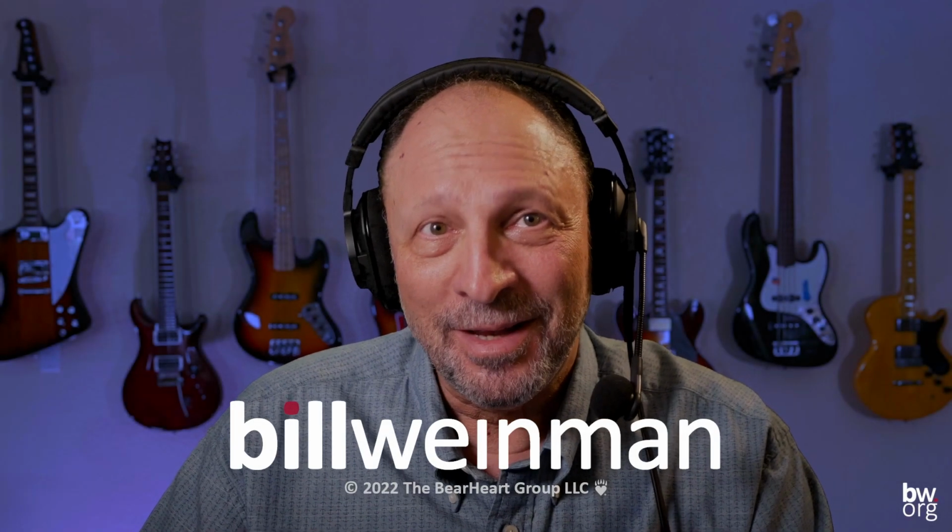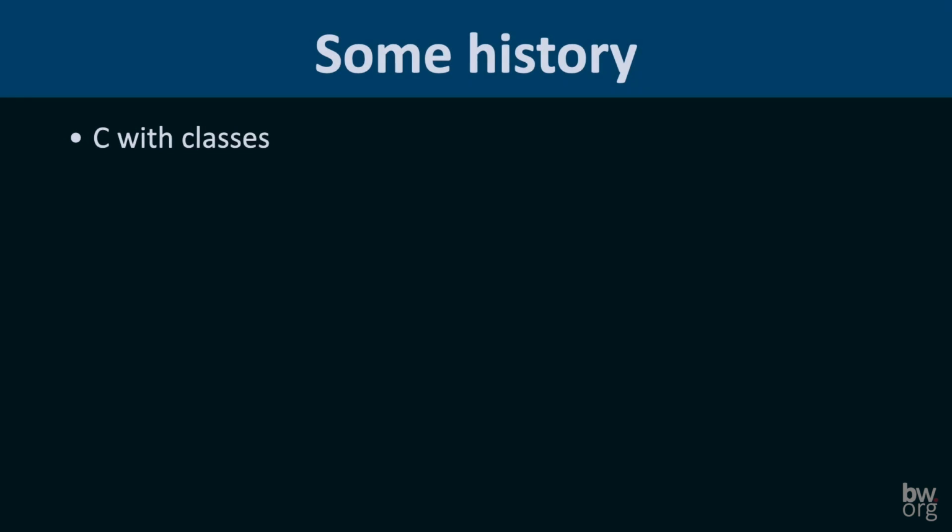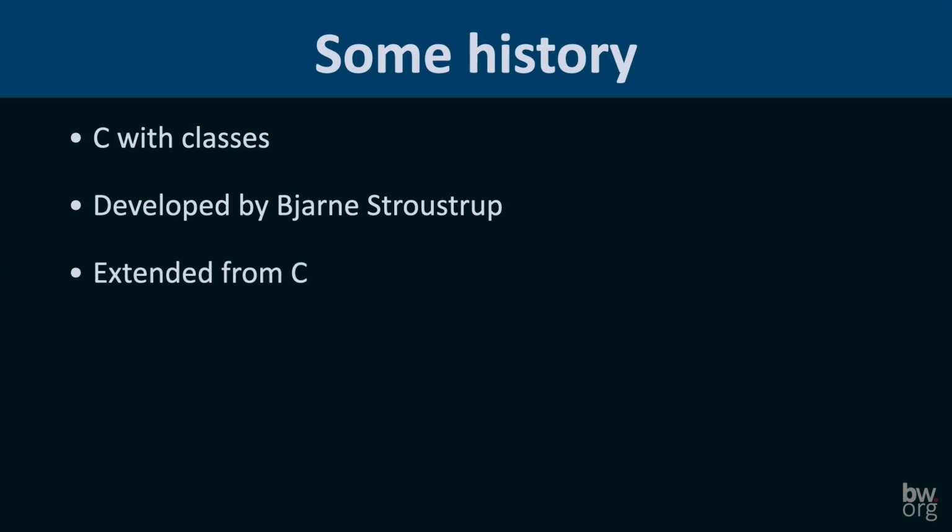Hi, I'm Bill Weinman. C++ is a powerful, flexible, general-purpose programming language that supports a number of different coding paradigms, including object-oriented, procedural, functional, and generic programming. What is now called C++ was originally C with classes, developed in the late 1970s by the Danish computer scientist Bjarne Stroustrup. C++ began its life as a set of enhancements to allow object-oriented programming in C.